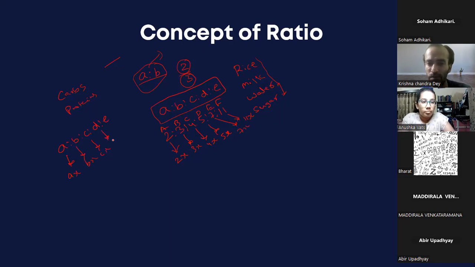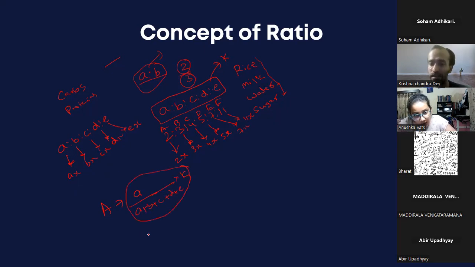I can always assume these are the quantities they are in, right? Like this. So the concept: what is the value of each quantity? Suppose the sum of the quantities of all of a mixture is given as K. Generically, I can say A is present how much? A by A plus B plus C plus D plus E into K. This is the quantity of A that is present.